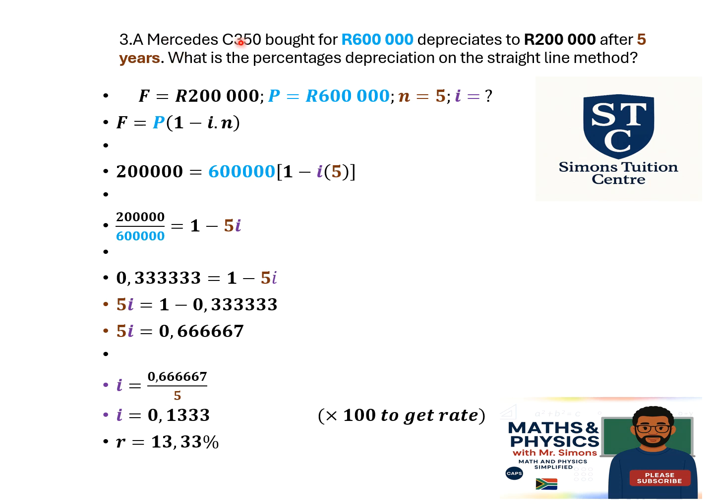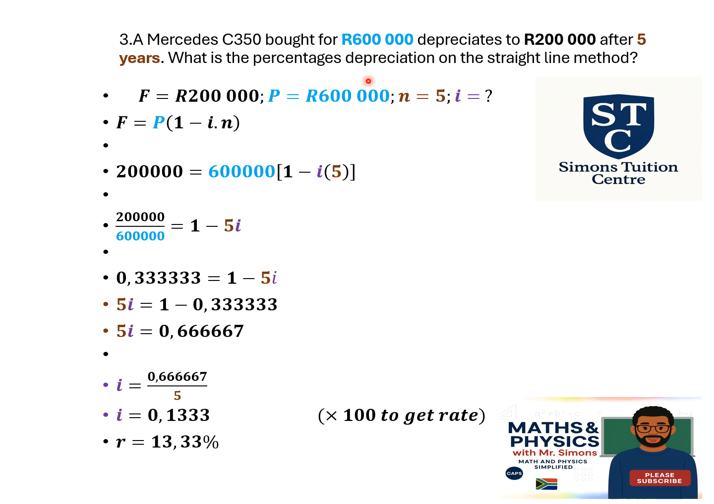A Mercedes C350 bought for 600,000 Rand depreciates to 200,000 after 5 years. What is the percentage depreciation on the straight line method? So very important, they said straight line method, right?